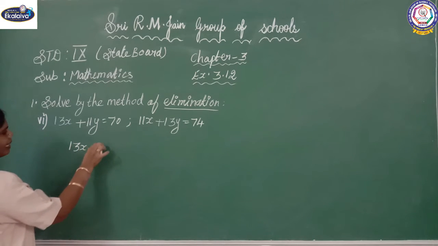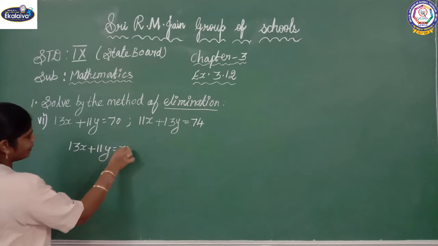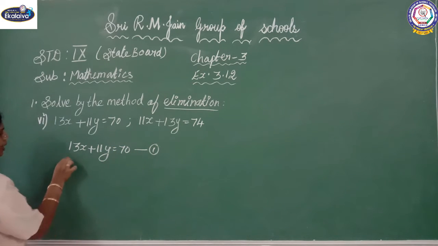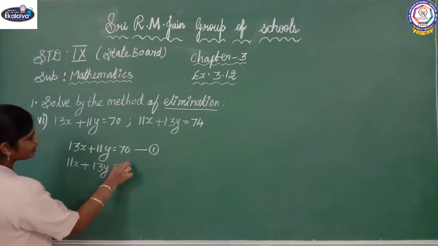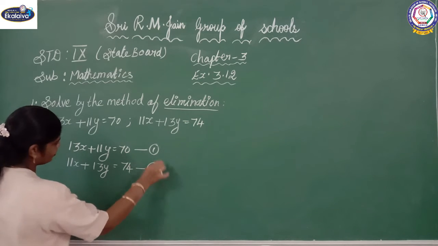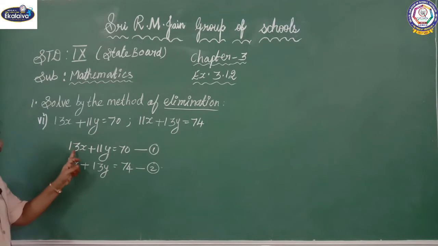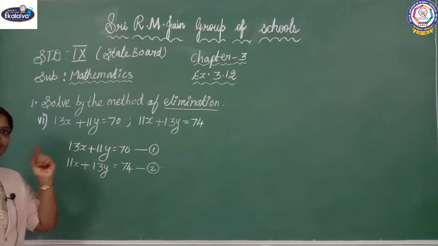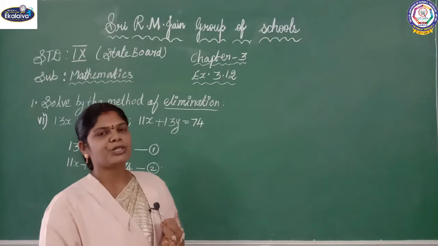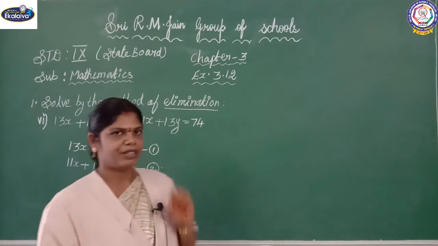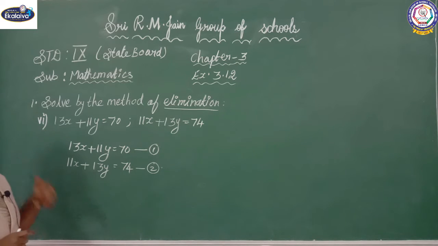So let us consider 13x plus 11y equal to 70 as the first equation, and 11x plus 13y equal to 74 as the second equation. See this equation: 13x, 13y, 11y, 11x. In this type, what you have to do is first add the equations, next subtract the equations, and after that we are going to solve the equations. First I am going to add these equations.